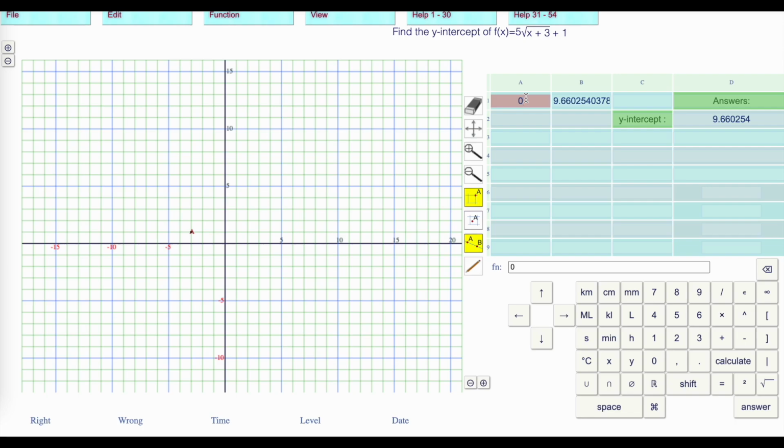When x is 1, we have 11. At negative 2, we have 6. Negative 2 and 6 is right here. So it's going to look like this. And here we can see that 9.66 does make sense.